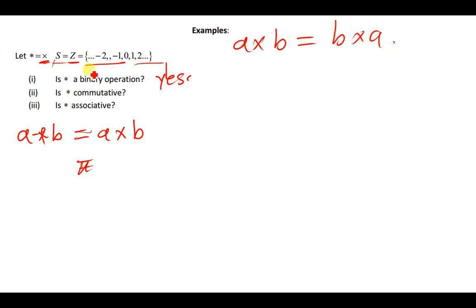So from this set of integers, is A times B going to give us B times A? Let's try to get 2 numbers from the set of integers.